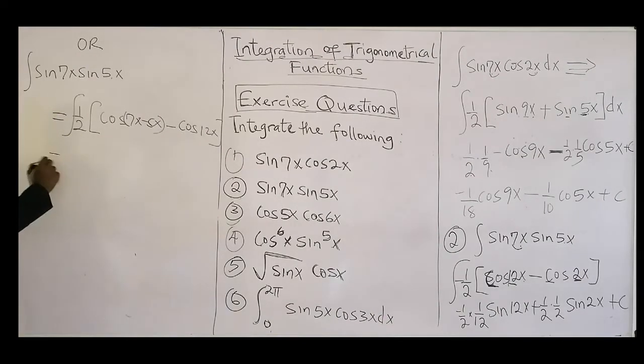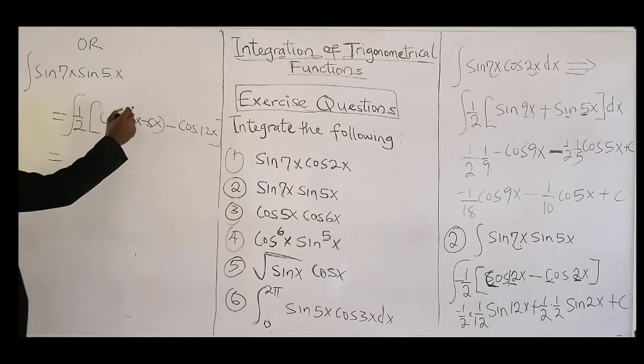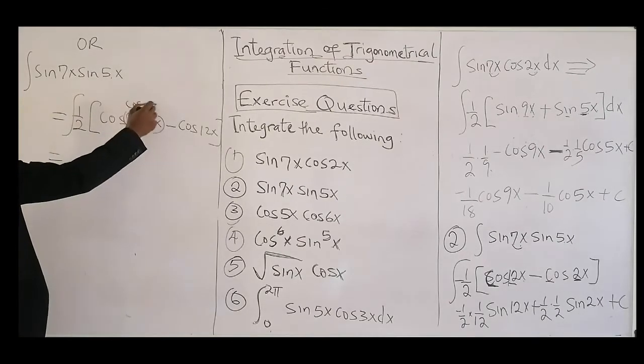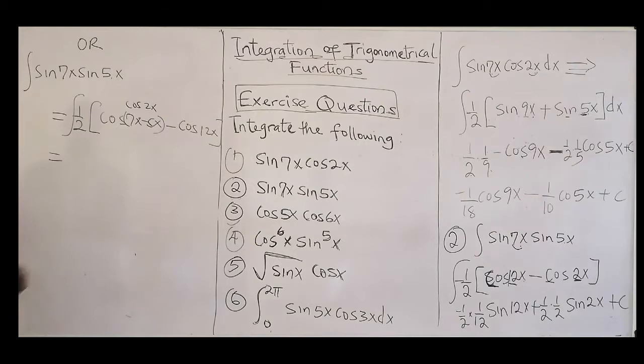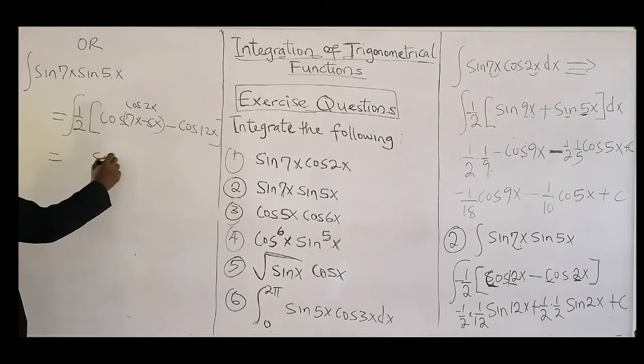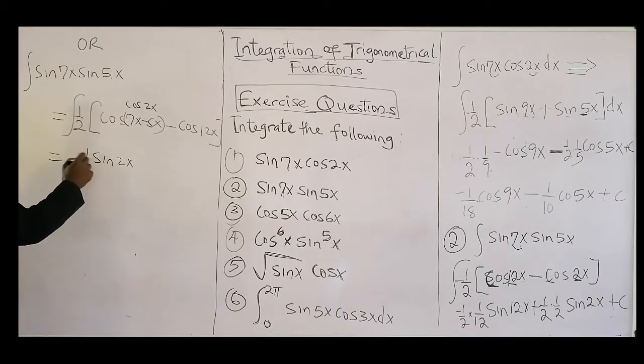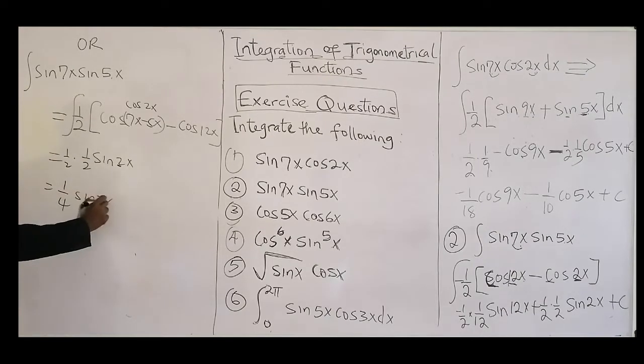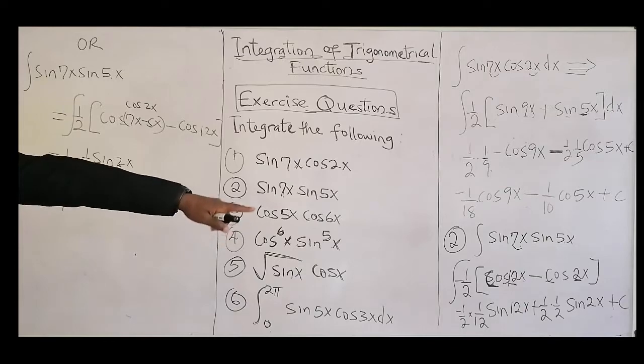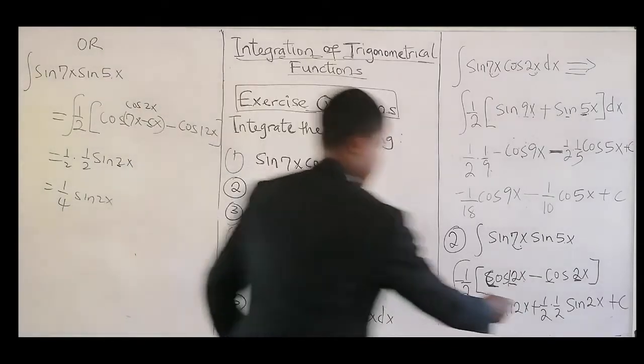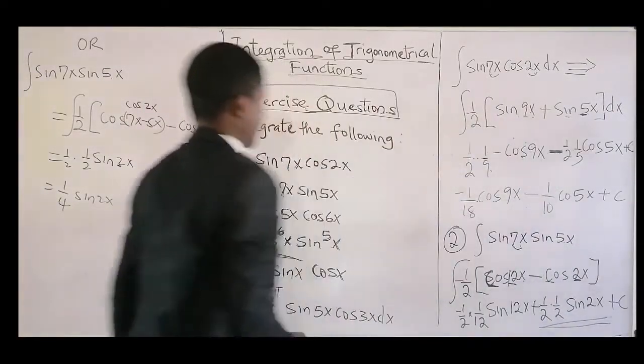And that will be equal to what? This will give you cos 2x here, and the integral of that is sine 2x. Then you divide by 2, and there is a half here, 1 over 2. So that's 1 over 4 sine 2x. Check that one also: 1 over 2 times 1 over 2, that's 1 over 4 sine 2x.